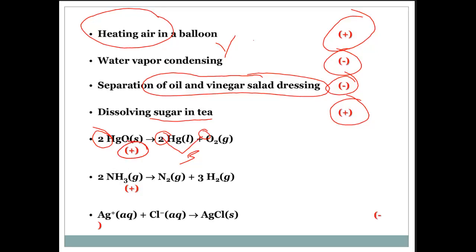The next one, we have 2 on the left. We have 1 for the nitrogen and 3 for the hydrogen, for a total of 4, which once again means that we're increasing. The next one, when we form silver chloride, we have 1 for the silver ion, 1 for the chloride ion, making 2 on the left for the reactants and only 1 on the right. That's actually a negative entropy change.